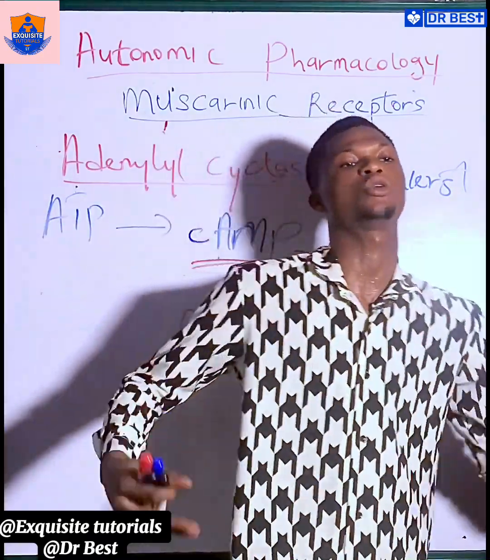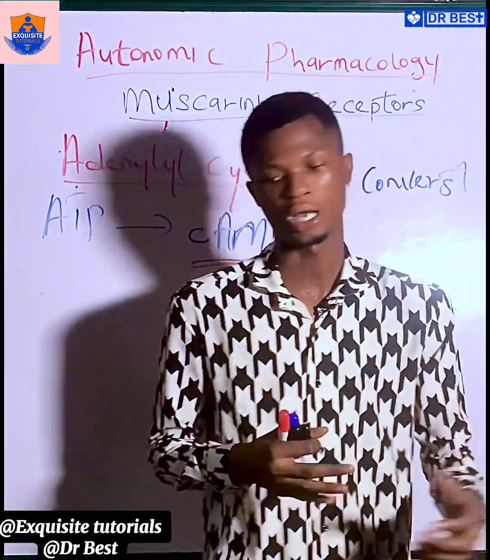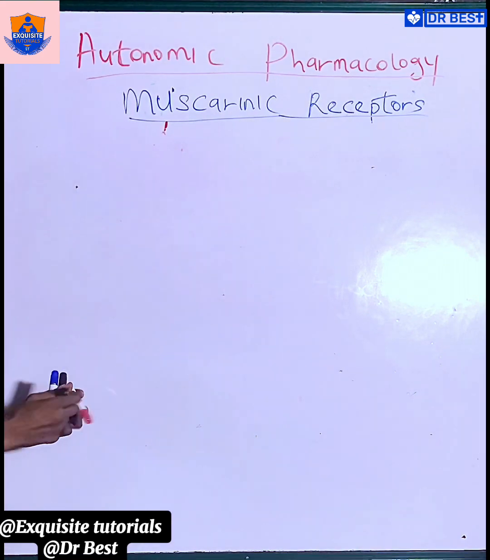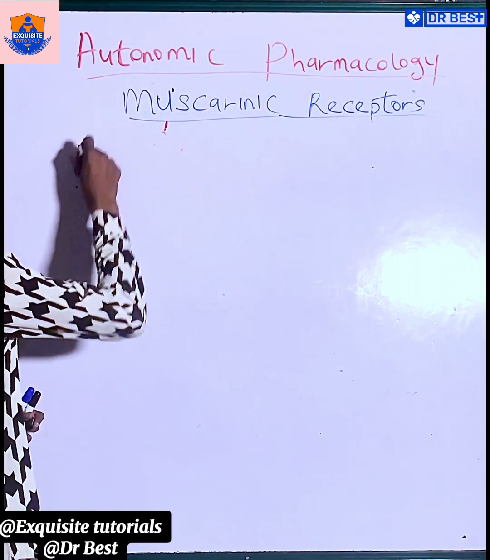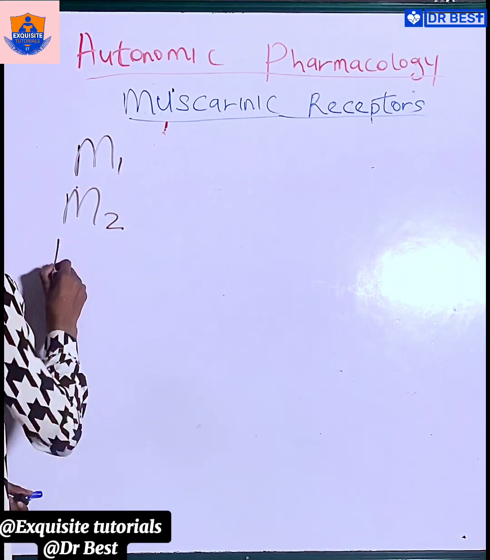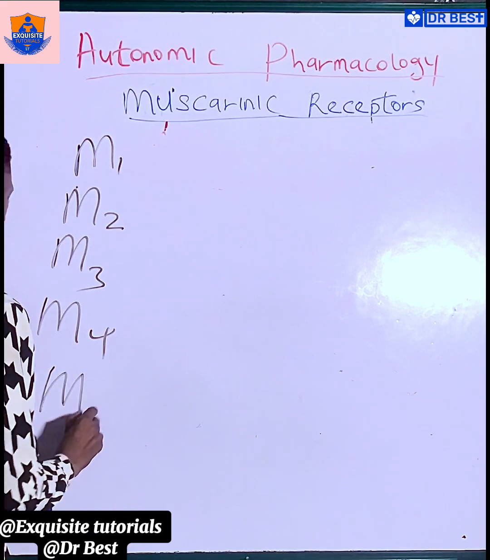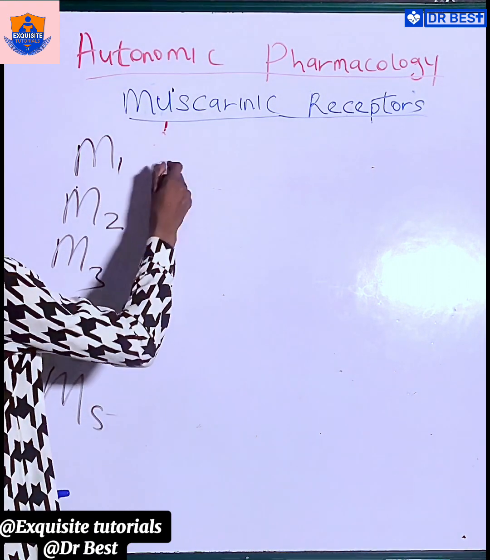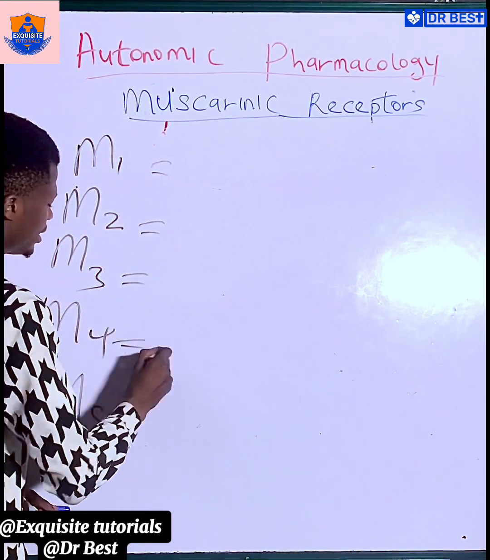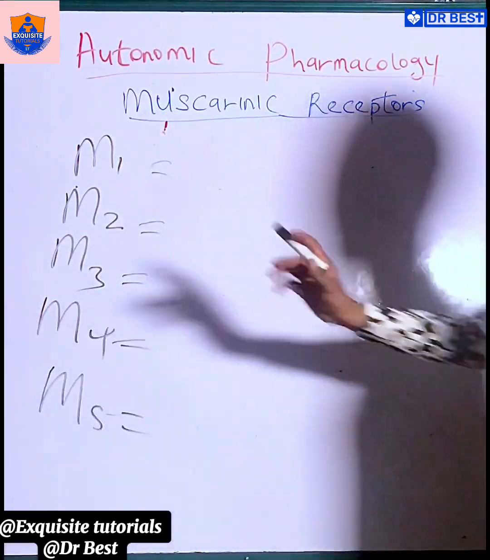Now let's look into the various muscarinic receptors that we have. We have 5 major muscarinic receptors: M1, M2, M3, M4, M5. Now, where are these receptors found?